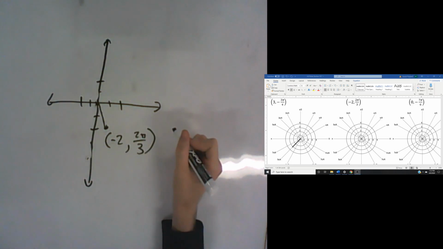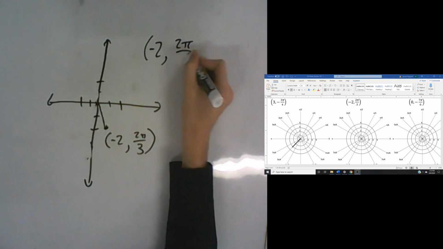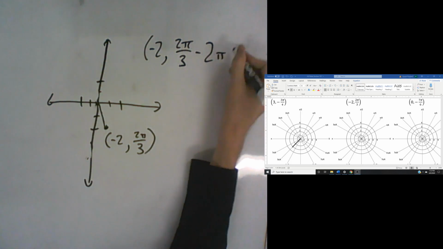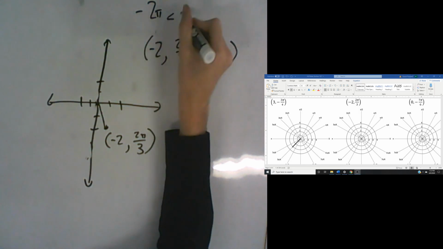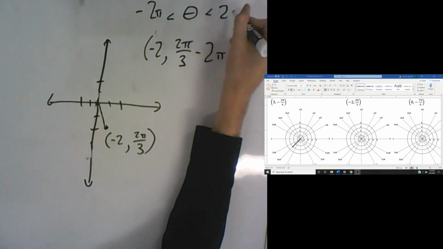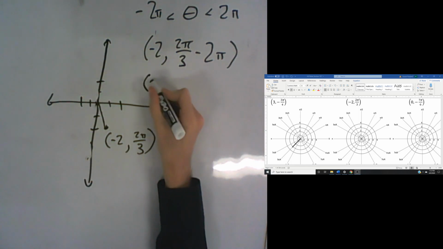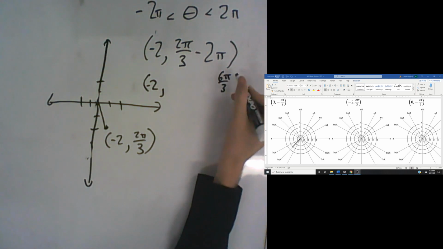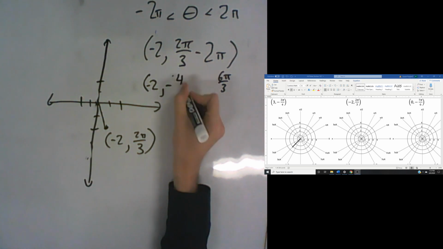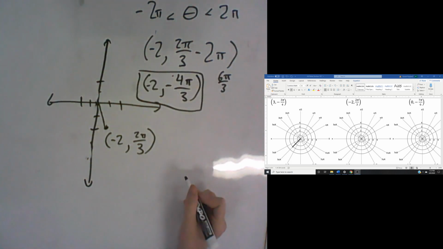Angle comes first. Then, if we want to translate this, we have our negative 2, 2 pi over 3, and then we're going to minus 2 pi. Now the reason is because our angle needs to be between negative 2 pi and 2 pi. So if we added 2 pi, we would go way too high. Okay? So then we get negative 2, comma, this is just 6 pi over 3, which gives us negative 4 pi over 3. Okay, so negative 2 comma negative 4 pi over 3.